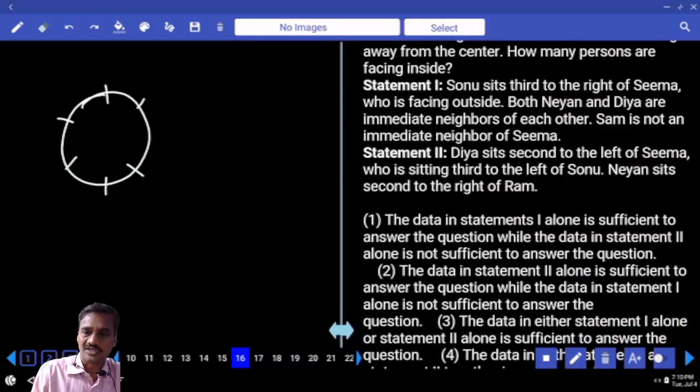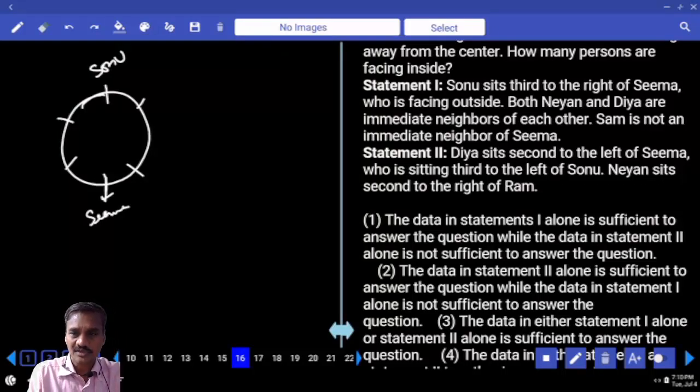Sonu sits to the right of Seema, who is facing outside. Now this is Seema who is facing outside and Sonu sits to the right, so Sonu must be at this side. Then both Nayan and Diya are immediate neighbors of each other. And Sam is not an immediate neighbor of Seema. So we have n number of possibilities. The directions of these persons cannot be identified.